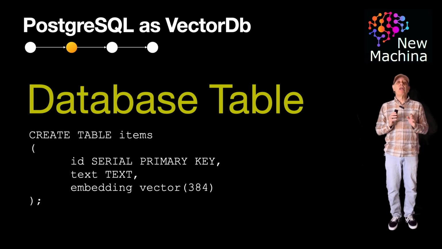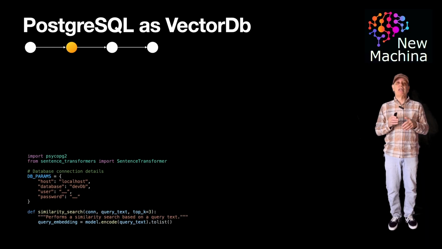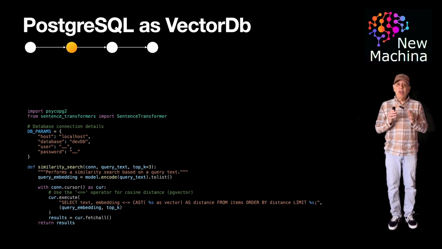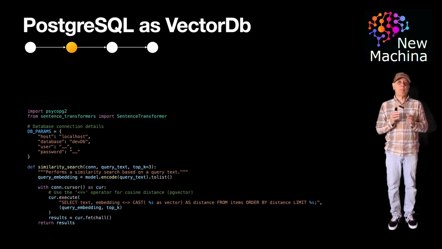Okay, so now we're ready to go through the Python code. First, I define my database connectivity parameters. You'll need to set your specific DB parameters based on your database setup. Next, I define a Python function that handles the actual similarity search. I pass in a database connection, the text to use in the similarity search query, and the top K parameter. The top K parameter defines the number of similar records to return.